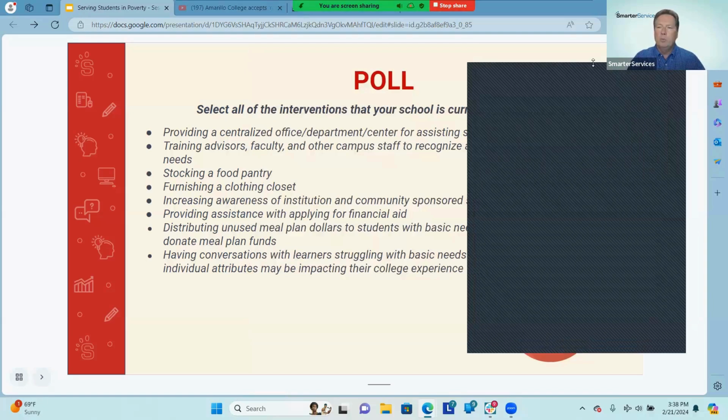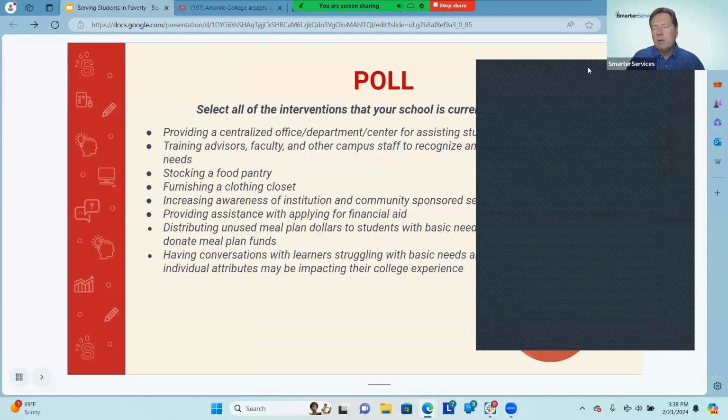Do you provide a centralized office or a center for assisting students with basic needs? That's been a huge part of the success of Amarillo College. And you saw the center there on that video. You saw the people walk into that center and they were hugging the staff there. And they really are the advocates for the students. Now, they did get a grant that helped start that center. Maybe there's grant programs you can apply to.